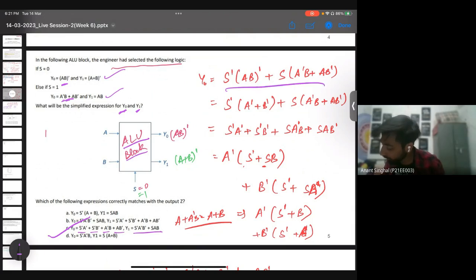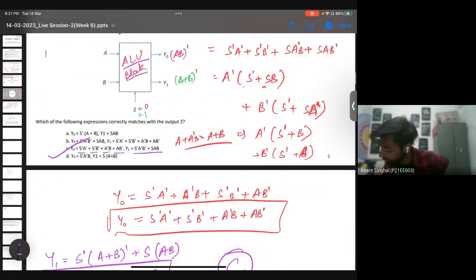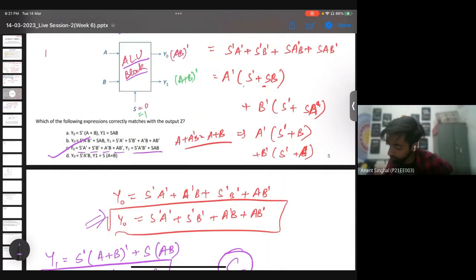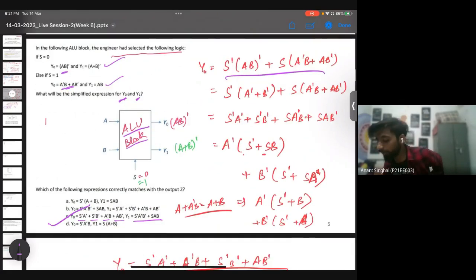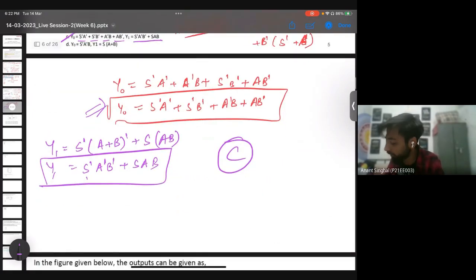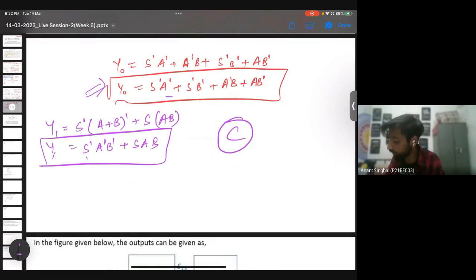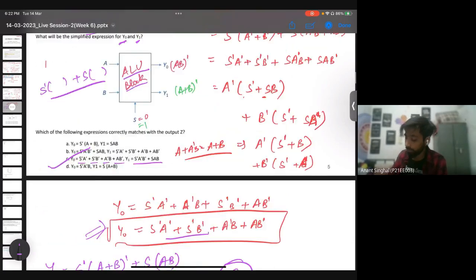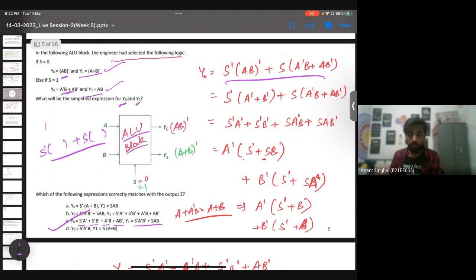So after calculating this part, we came to this expression, which is given in one of the options, and similarly we did it for y1. When s equals 0, y1 was this. When s equals 1, y1 was this. So we calculated s bar into the given expression plus s into the given expression, and it was quite simplified by default. So we get to know that this is the y naught and this is the y1, which is option number C. So you can note it. I'll wait for 2 minutes now.